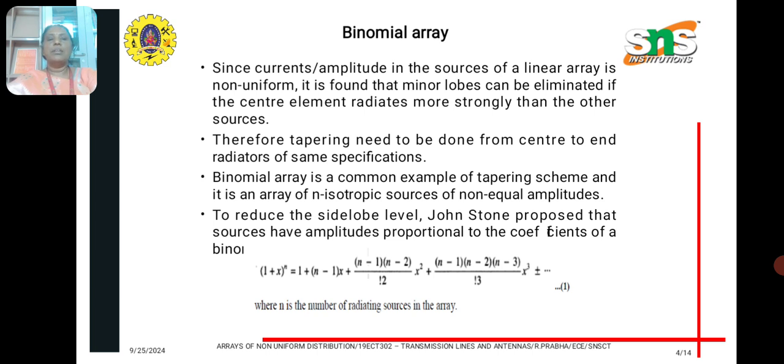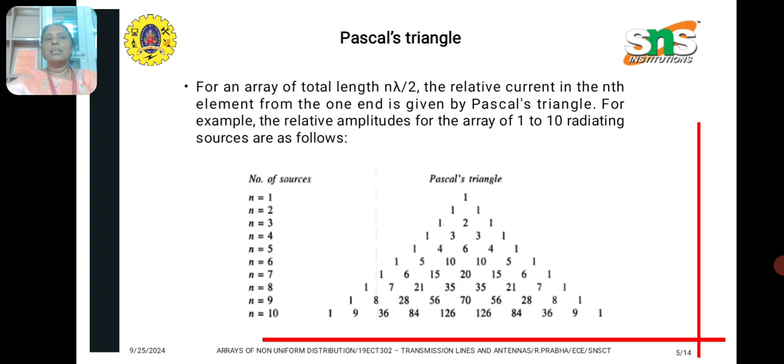To reduce the side lobe level, John Stone proposed that the sources have amplitudes proportional to the coefficients of the binomial series of the form (1 + x)^(n-1) = 1 + (n-1)x + (n-1)(n-2)/2! x^2 + (n-1)(n-2)(n-3)/3! x^3, etc. Here n represents the number of radiating sources in an array. From this formula, it is difficult to find the coefficients of the binomial array.